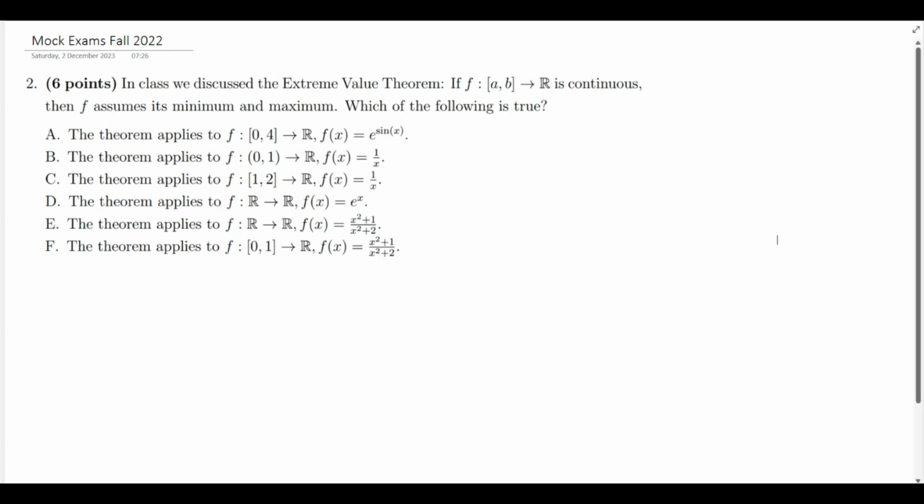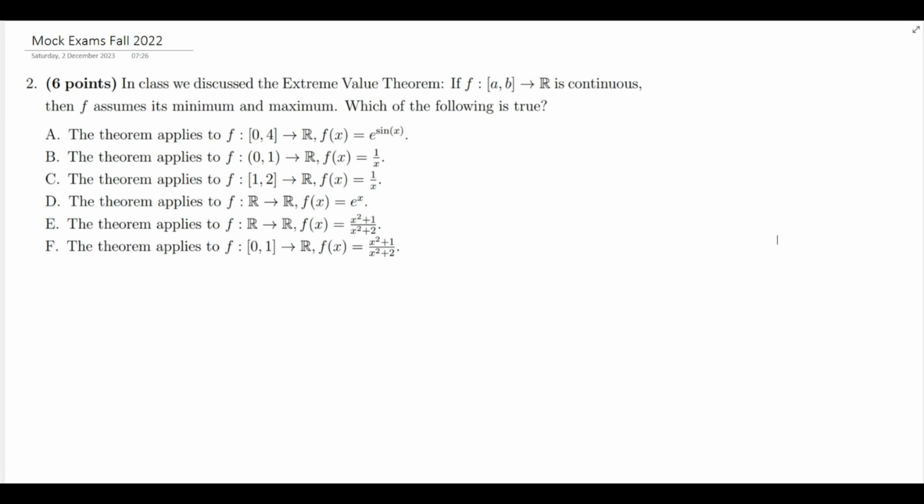Hello everyone. So we are dealing with the extreme value theorem today, and it says that if f, from the closed interval [a, b] to the set of real numbers R, is continuous, then f assumes its minimum and maximum. So the extreme value theorem is something you need to understand the way it is stated. And when dealing with the extreme value theorem, there are two things you need to take into consideration.